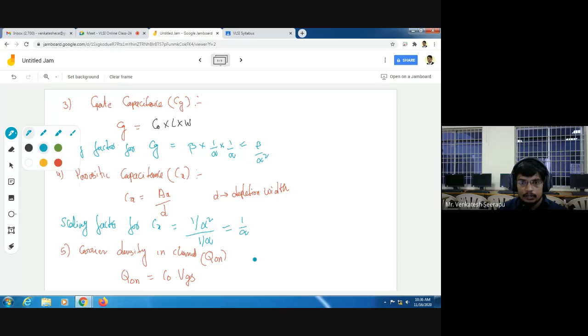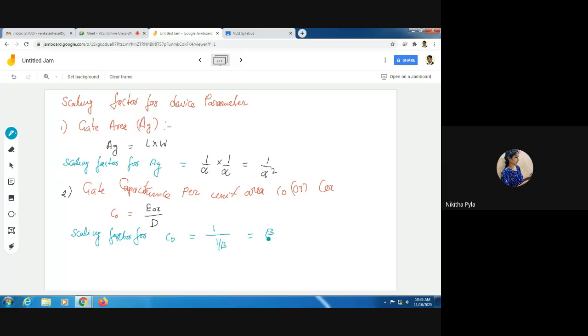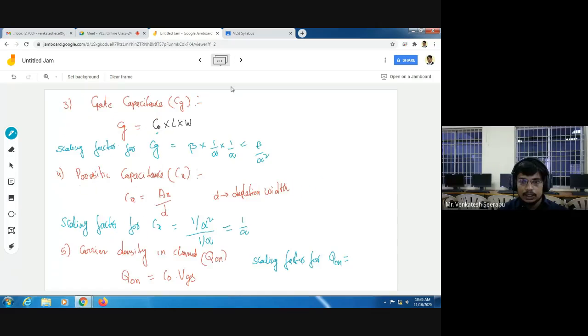Now calculate what is the scaling factor for Q on. What is the scaling factor for C naught? Scaling factor for C naught, sir, is beta. Yes, the scaling factor for C naught is beta.